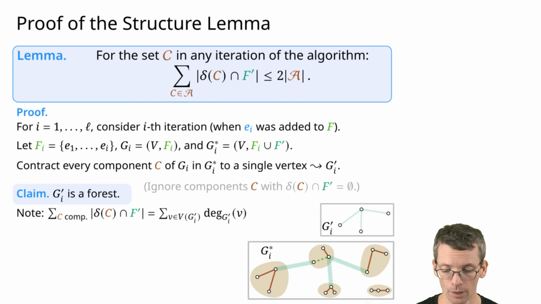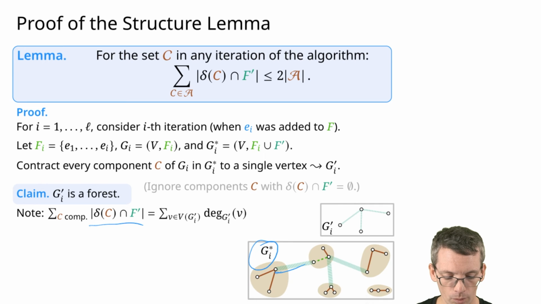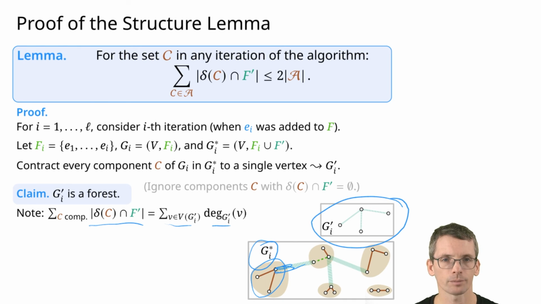Thus, if I now sum up over the components in this graph here, Gi star, and count the number of cut edges that are eventually in F prime, so corresponds to the edges. So for this component, this edge I'm counting, this corresponds to the sum of the degrees in this graph. Yeah, so this one gets 1, this one 1, 2, 3, this one again 1, and this is the same here, 3, 1, 1, 1.